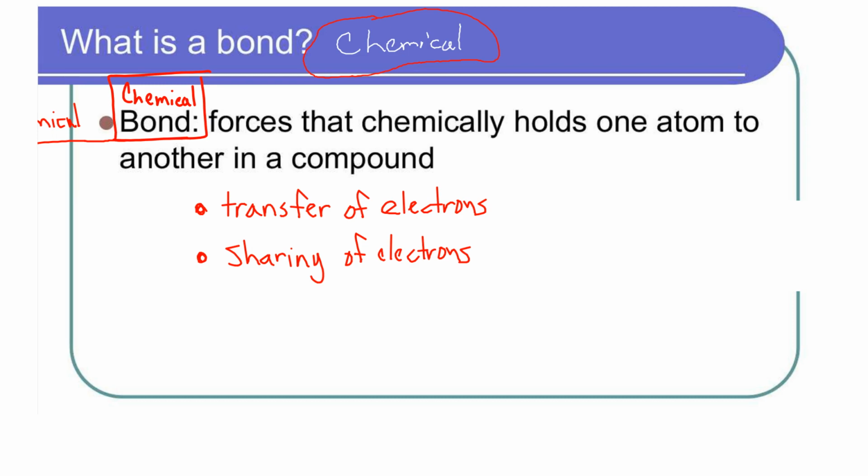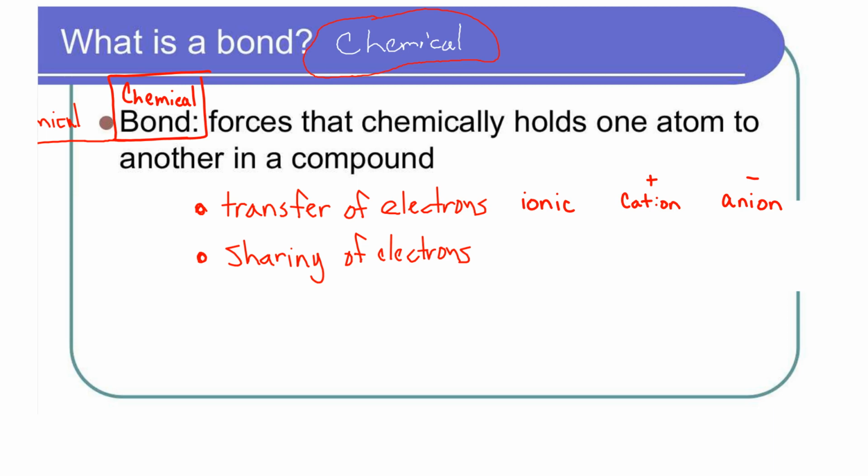Either electrons will be transferred, which means that it's going to be ionic because we're going to form a cation, which is positive, and we'll form an anion, which is negative. So if I give an electron from this one, it makes it positive, and this one's going to take it and make it negative, and then they're attracted together.